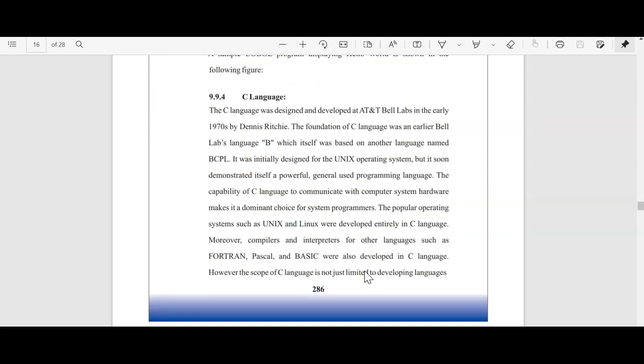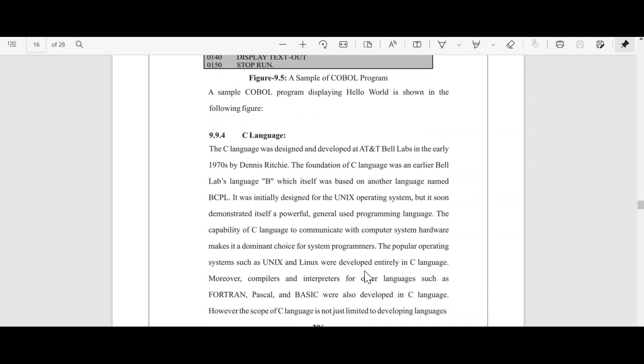Now a very popular language, which is part of the high level languages, is the C language, which is still being used. You might have heard its name as well. Now we use C++ and C sharp; there are many additional flavors of this language. It was developed in the 1970s by Dennis Ritchie, who was working at AT&T Bell Labs, and there he developed the C language.